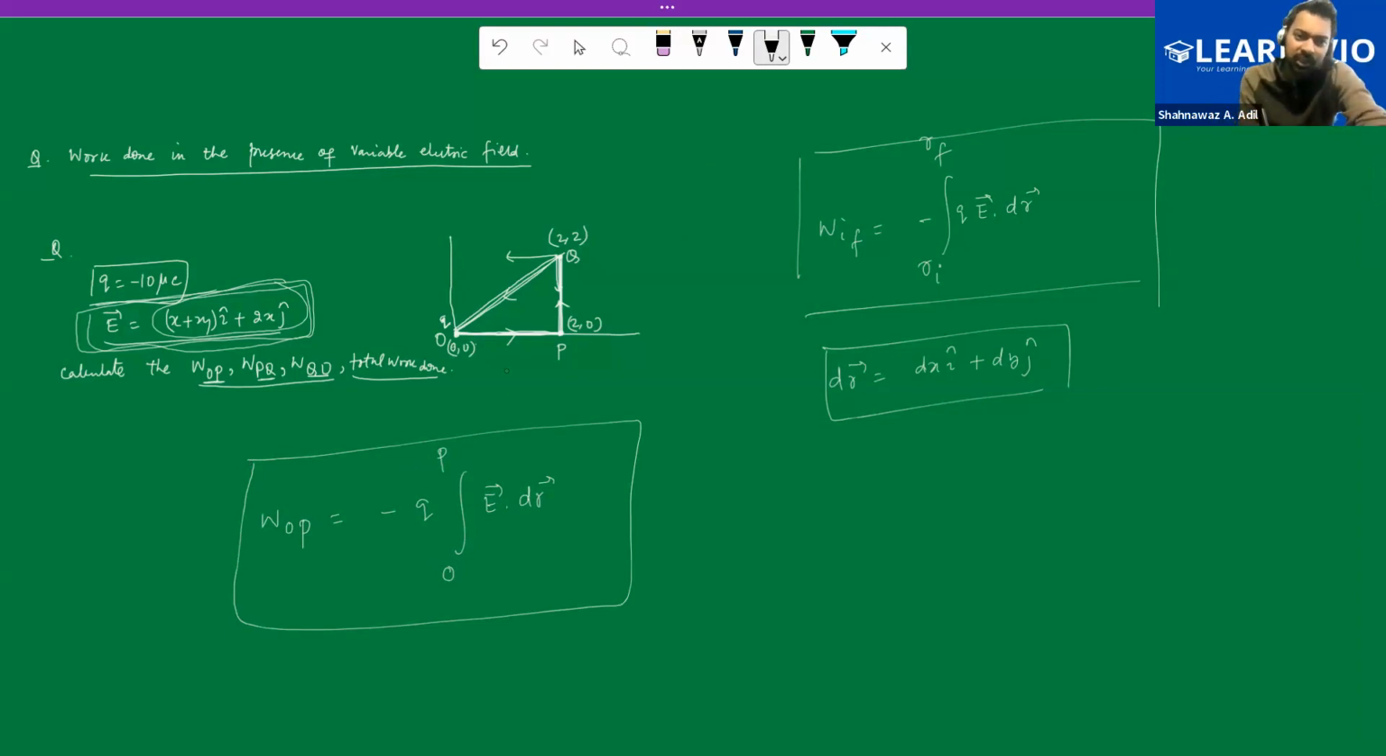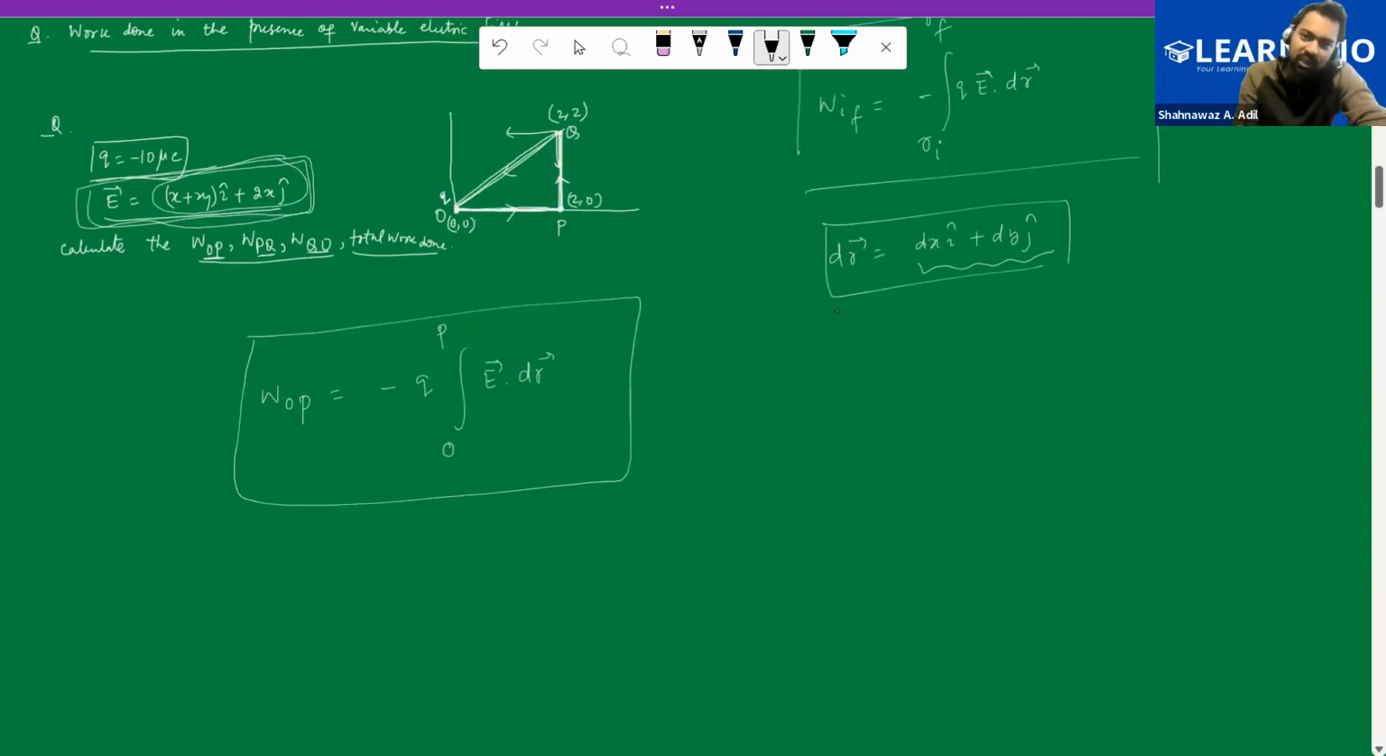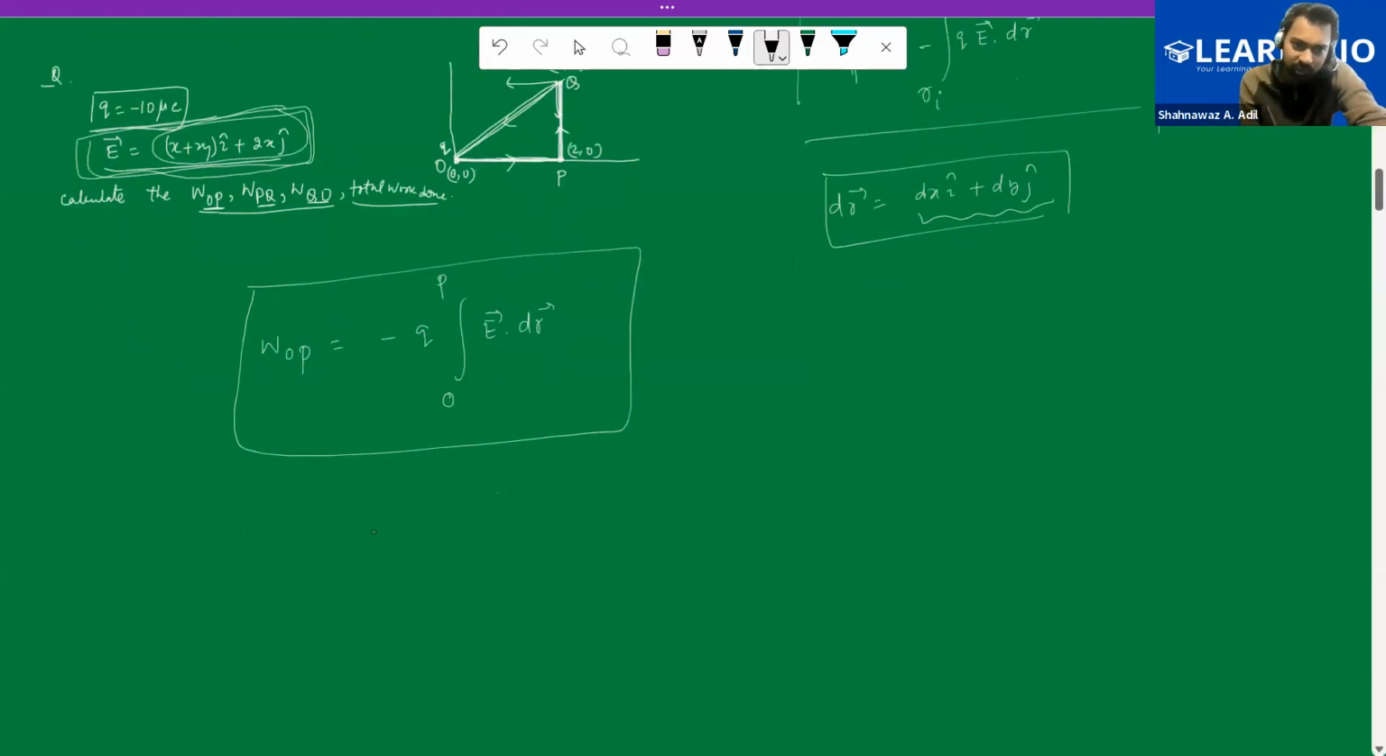Now, we have dx and dy, but for this case, what part would be 0 in OP? Dy is 0, so then dr is simply dx i. Electric field we already know, so we put that value. Q value is also given, minus 10 microcoulomb. So we'll put that value later.